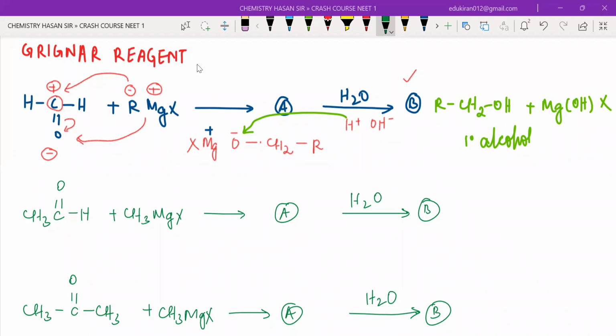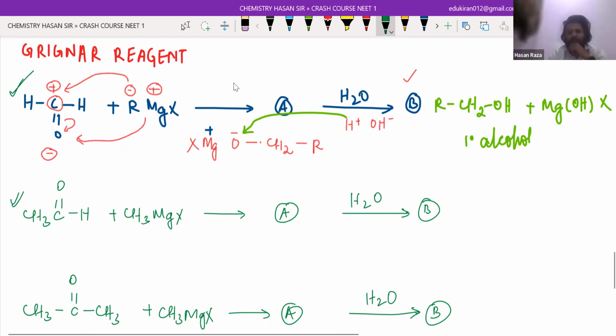Any answers? So for the first one, I'm getting 1 degree alcohol. This one, HCHO. I'm talking about the methyl, ethanol. Yes, and that one only. Ethanol. You are getting 1 degree alcohol. No, it's wrong. See, I'm going to explain.